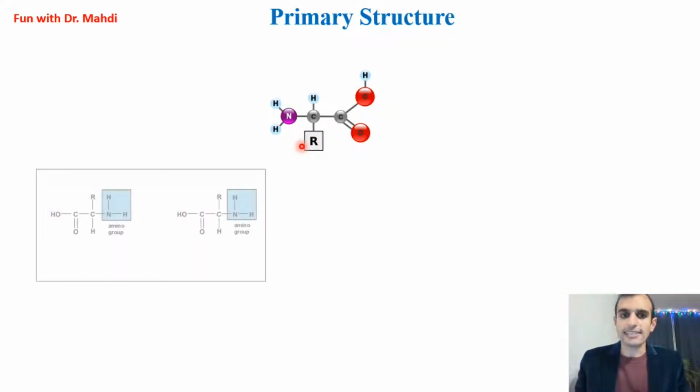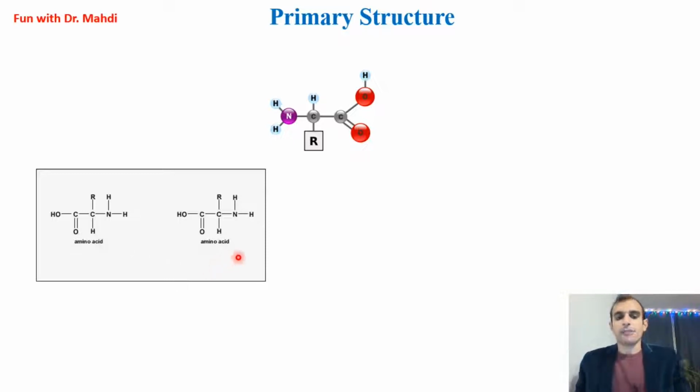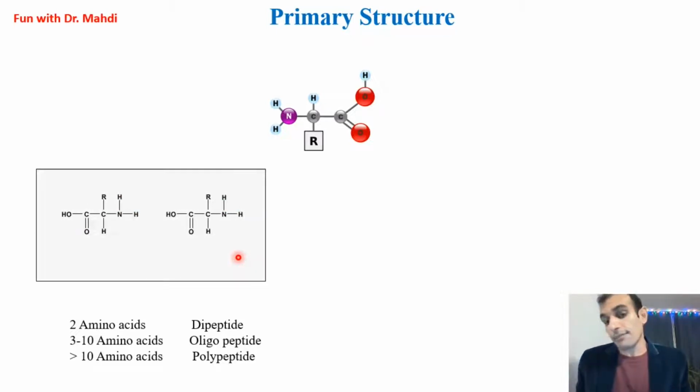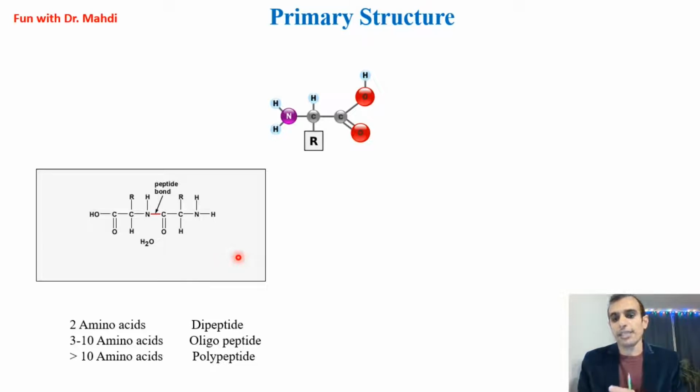Two amino acids can be connected to each other using a peptide bond. A peptide bond is a reaction between the amine and carboxylic acid groups, and one water molecule will be released. The final product is called a dipeptide. I mean, we have a dipeptide when two amino acids are connected to each other using a peptide bond.